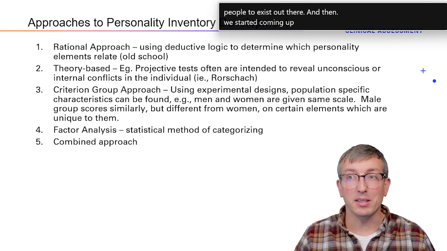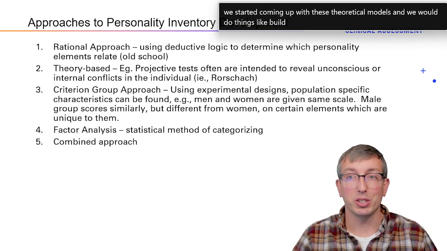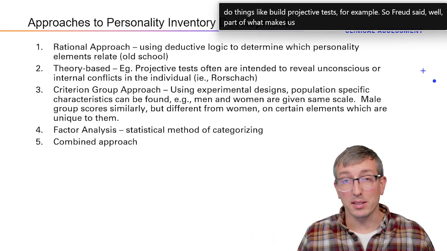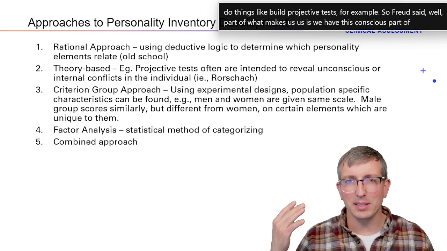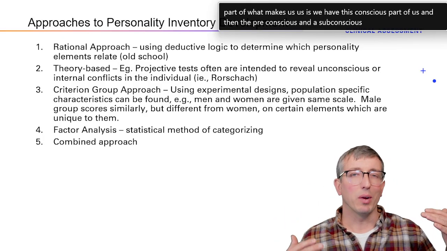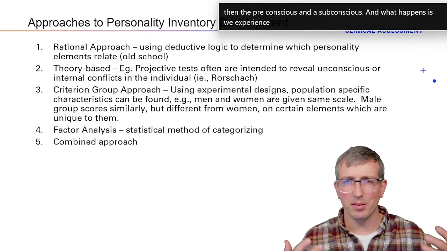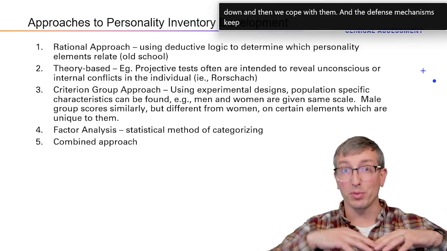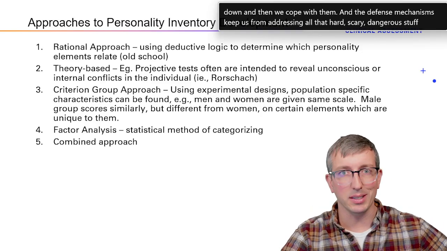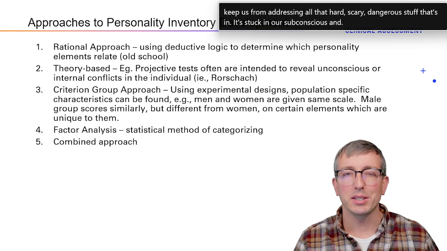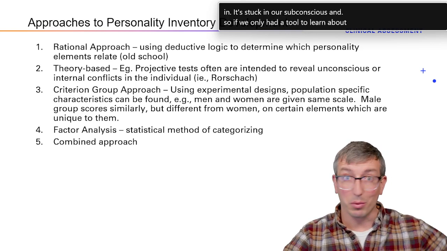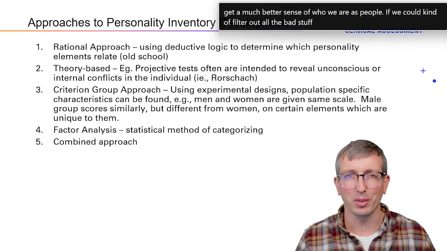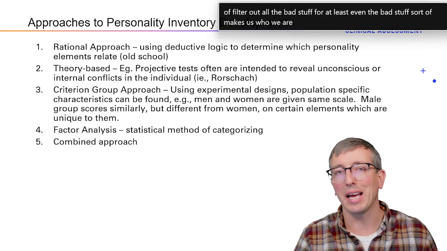And then we started coming up with these theoretical models, and we would do things like build projective tests, for example. So Freud said, well, part of what makes us us is we have this conscious part of us, and then the preconscious, then a subconscious. And what happens is we experience these different things in life, and they get repressed down, and then we cope with them. The defense mechanisms keep us from addressing all that hard, scary, dangerous stuff that's stuck in our subconscious. And so if we only had a tool to learn about what was down there, we'd get a much better sense of who we are as people. Even the bad stuff makes us who we are, but we have to access it somehow.